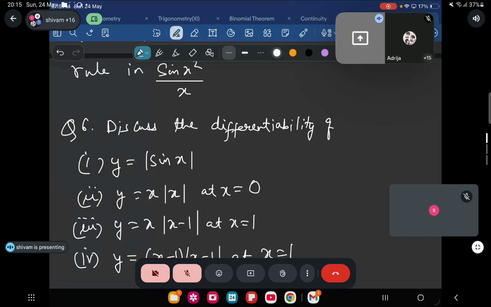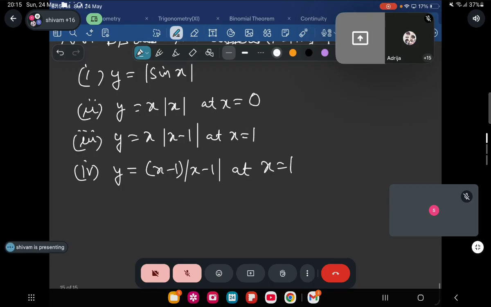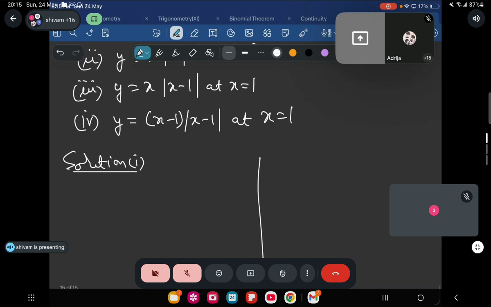Anvesha, third one is correct. Okay, Samragni, check part 4. Everyone pay attention. First part: y equal to mod sin x. Okay, do you people remember the graph of y equal to mod sin x? Tell me.